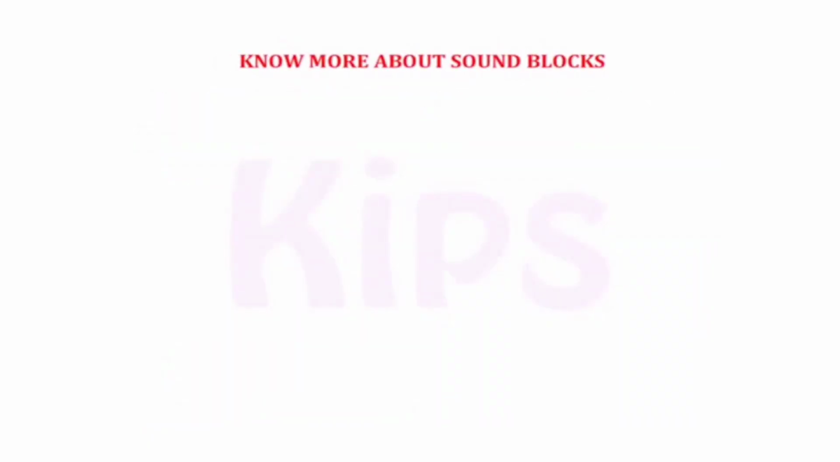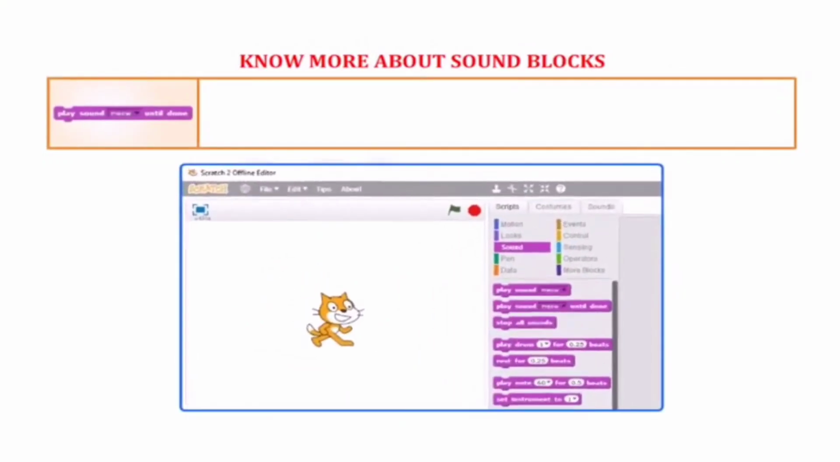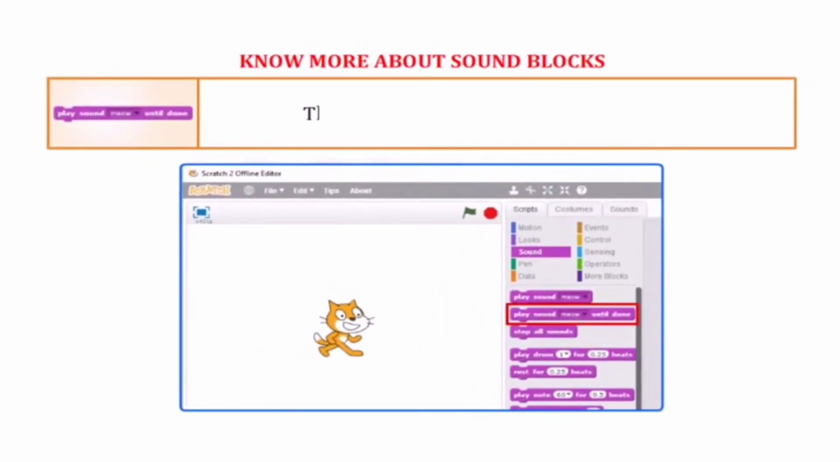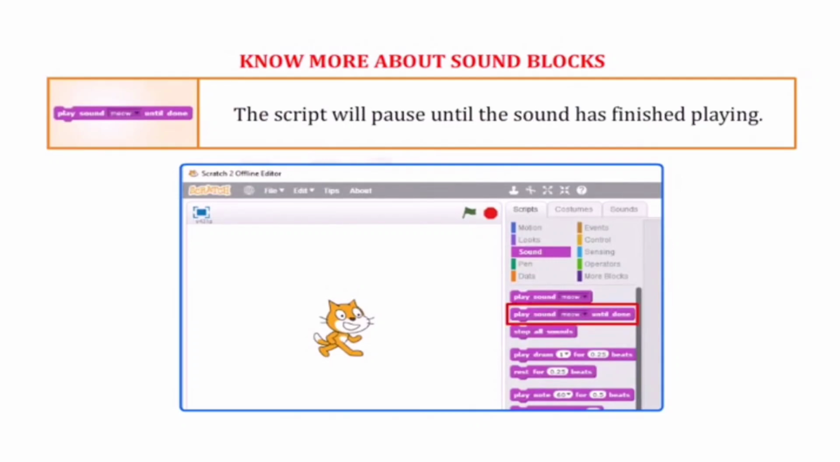Know more about Sound blocks. Play sound meow until done. This block will play the specific sound. The script will pause until the sound has finished playing.